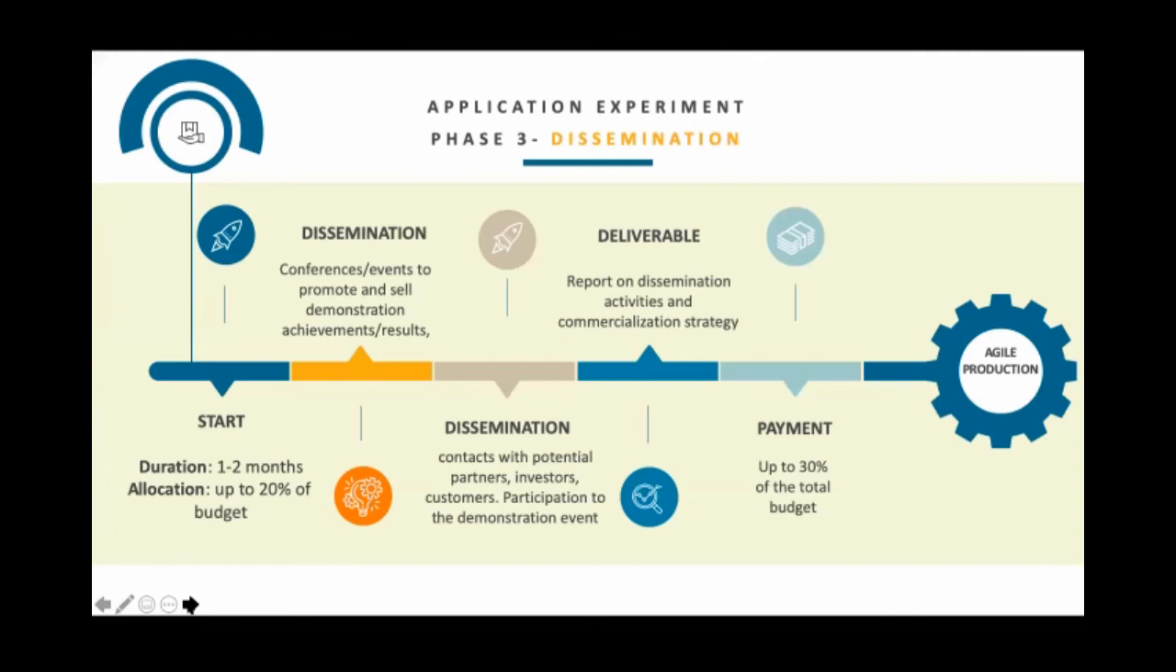And then the expected deliverable, of course, is that you need to prove to us the dissemination activities that you are participating in and realizing, including the commercialization strategy of your product or service. And when this is delivered to us and evaluated well by our evaluators, we're gonna pay you the last 30% of your total budget. So that's how it looks if you're gonna be funded.